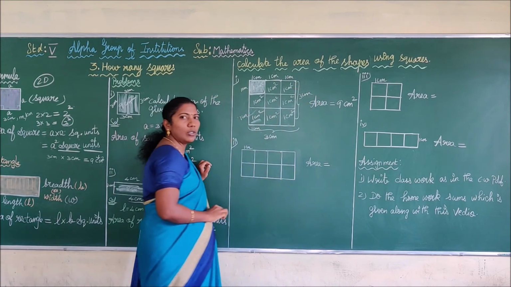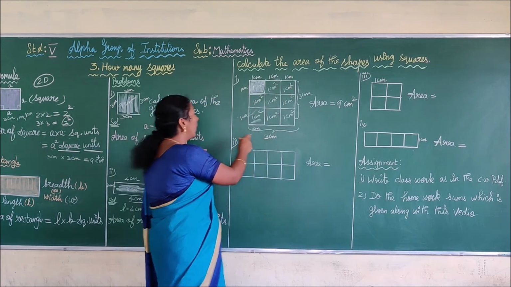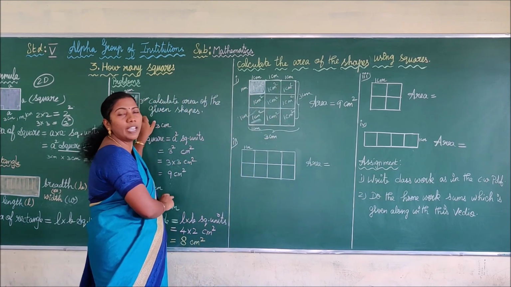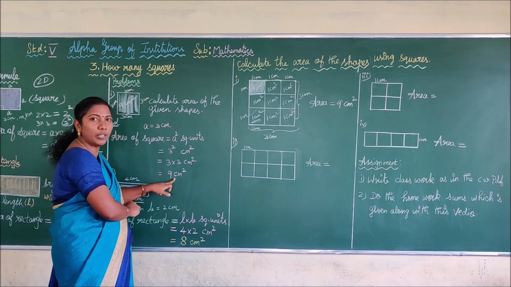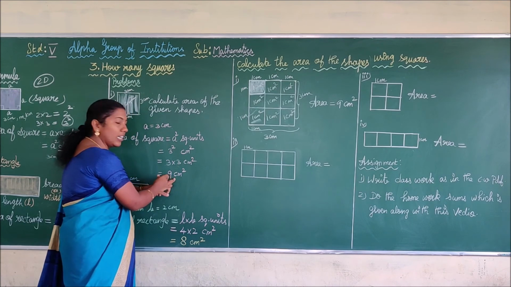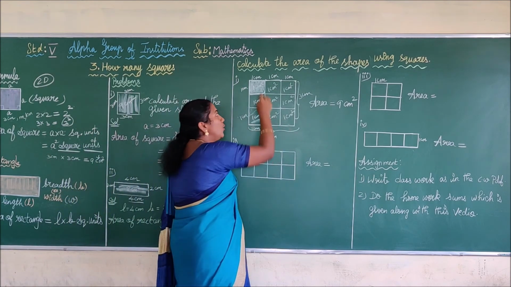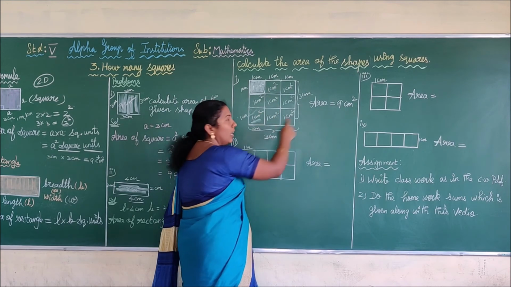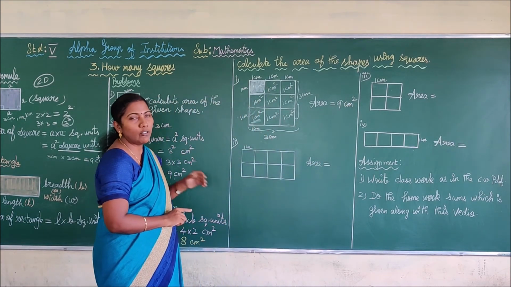It's clear, children? So, what is this shape? What is the big shape? It is a square. We have already seen in the problem. Area of the square is 3 square equal to 9 centimeter square. Using the formula here we have found 9 centimeter square. Here without using the formula, using the squares we have found the area equal to 9 centimeter square. I hope you have understood. Shall we move to the next one?